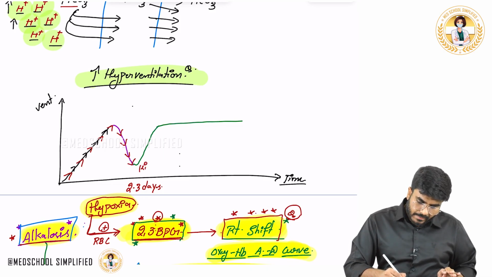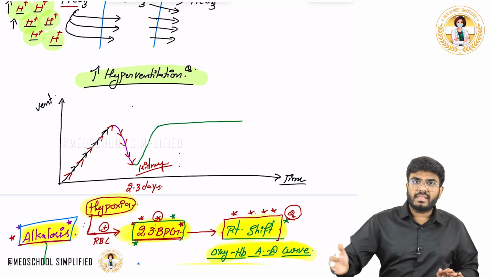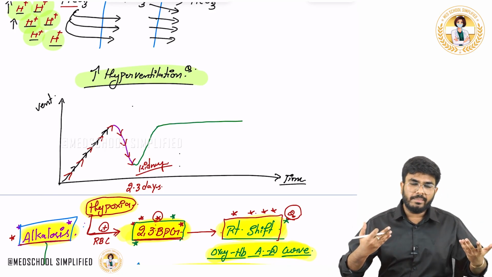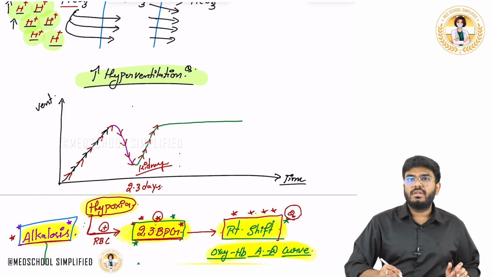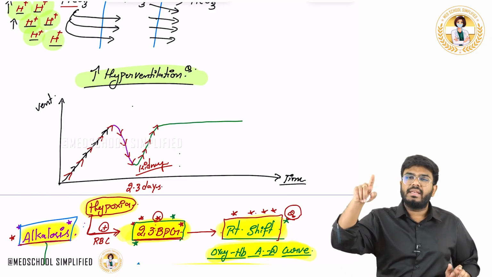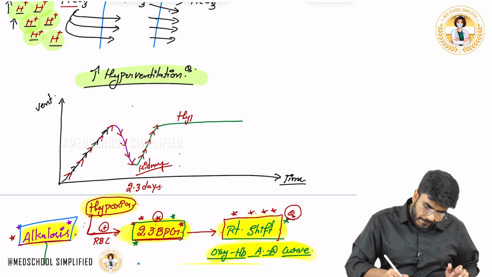Next, what happens? Kidneys will excrete the bicarbonates. As you are excreting the bicarbonates, acidosis will again develop in the body. That acidosis is going to again cause hyperventilation. So the initial increase, later decrease, and again increase and constant. The patient is going to be on hyperventilation.